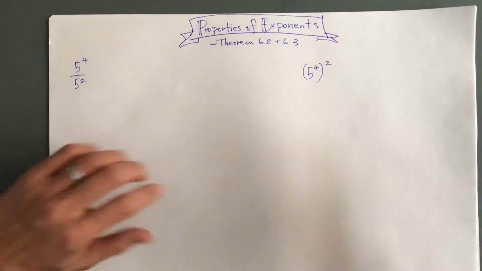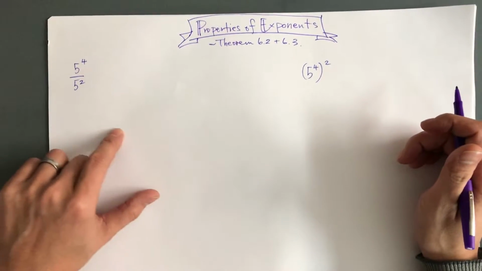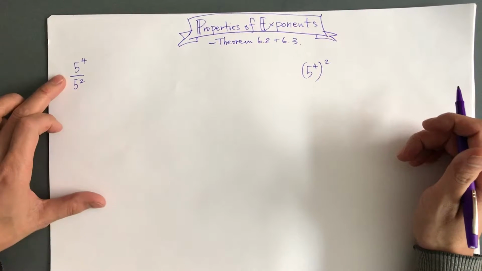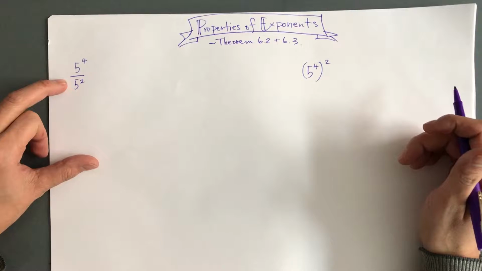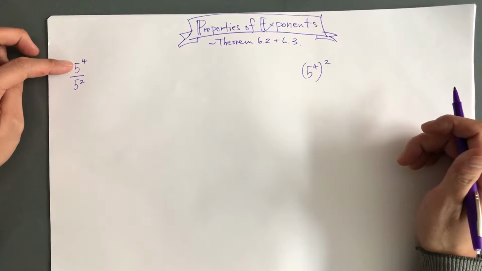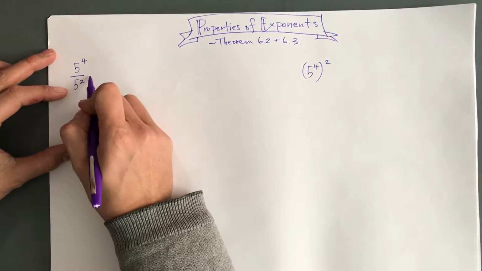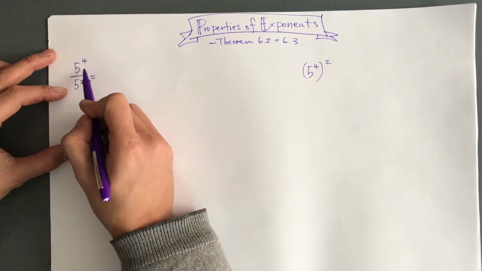Properties of Exponents, theorem 6.2 and 6.3. So let's think about this example, 5 to the fourth over 5 to the second. That means this divided by this. So let's think about upstairs first.